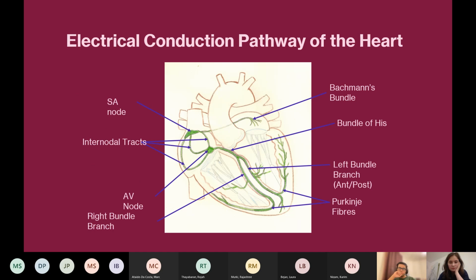Electrical conduction pathway of the heart. We're going to start from the top and go down. Can people start labeling things from the top down? So what's the first arrow pointing to? Yeah, SA node. Then I can't remember which animation came next. So what are the three arrows or the arrow going to the left atrium?